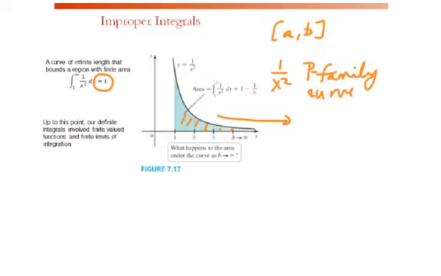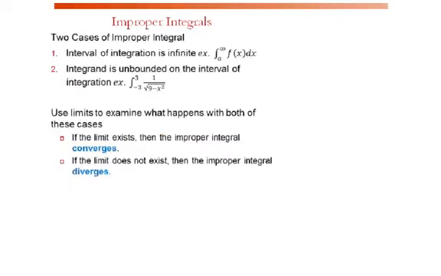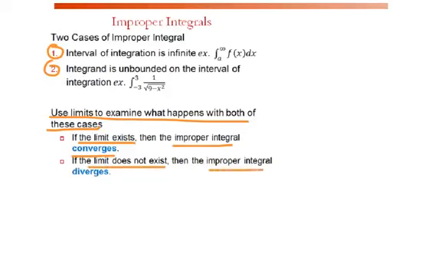So we're going to use limits to help us solve these improper integrals. The 2 cases that I already laid out for you are here. I'm not going to review them again. The thing that I want you to understand is that we're going to use limits to examine what happens with both of these cases. If the limit exists, then the improper integral converges. If the limit does not exist, then the improper integral diverges. So that's the language that we are going to be using.